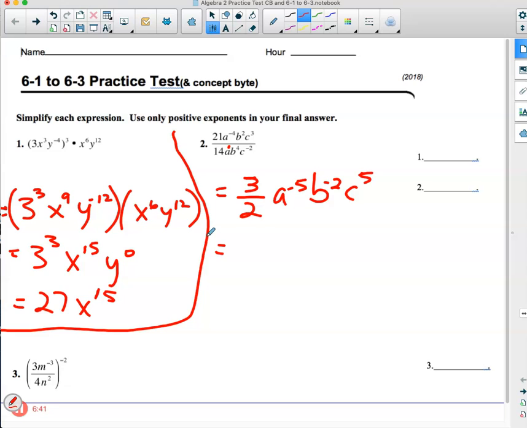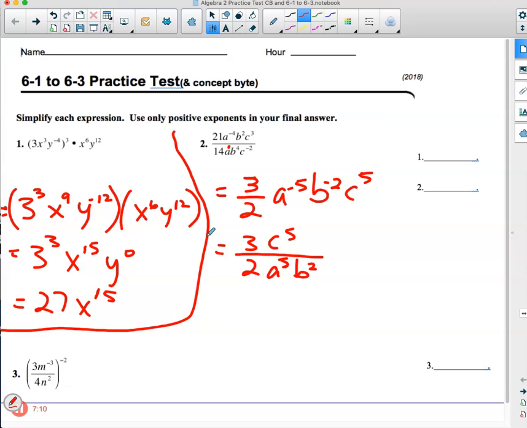Now what that does is it helps me to figure out where the variables are going to have to go. Anything with the negative exponents has to go down to the bottom of the fraction, but anything with the positive stays on the top. So c to the 5th is going to stay on the top. That's a positive exponent. But a to the 5th and b squared, those have to go down to the bottom in order to become positive. Because like it said, use only positive exponents in your final answer.